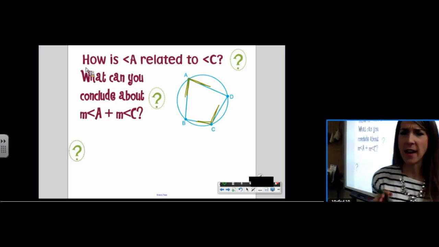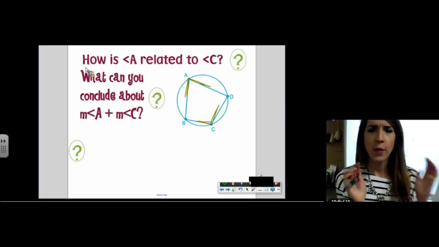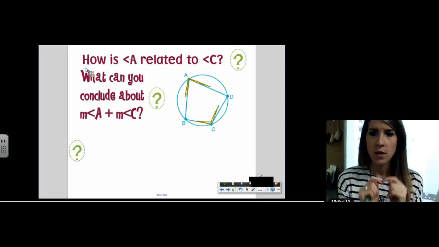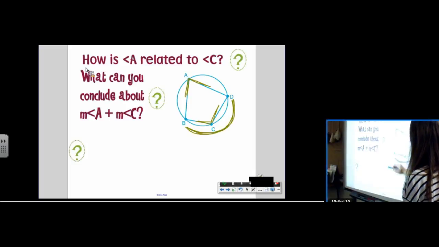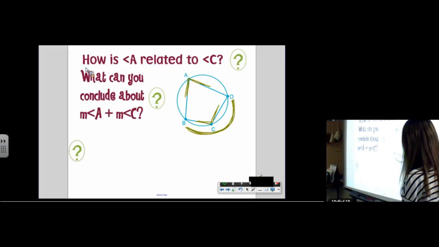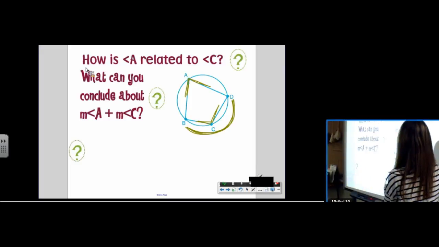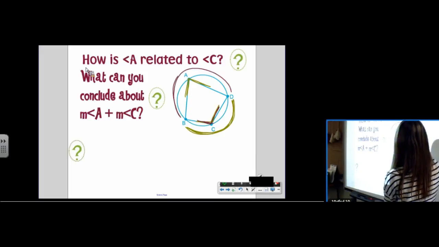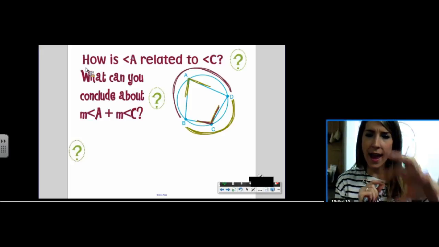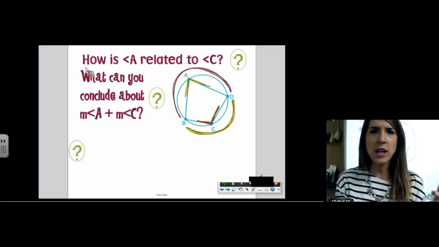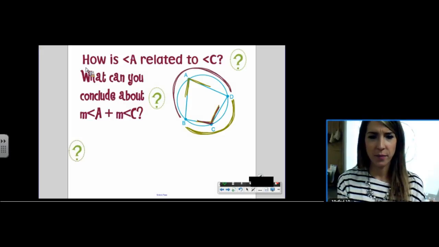Well, let's stop right there for a minute. Okay, they're both inscribed angles. So, angle A is going to be half of this arc right here, of arc BD. Angle C is going to be half of this arc right here, of arc BAD. So angle C is going to be half of the red, angle A is going to be half of the green.